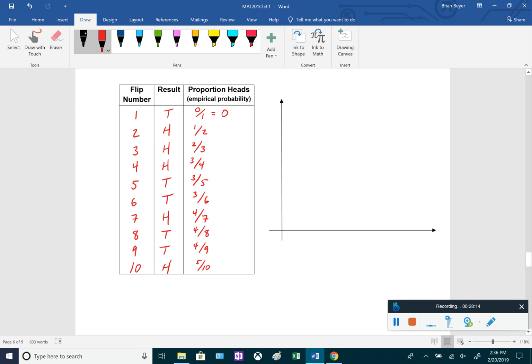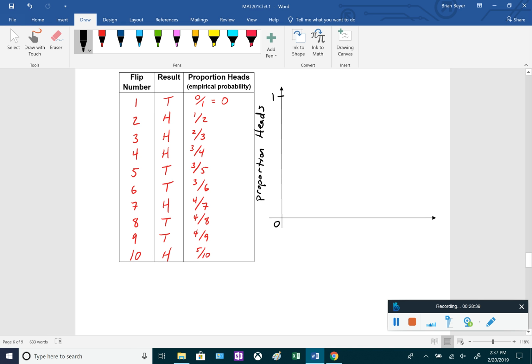So the vertical axis is going to represent the proportion. It's going to be the proportion of heads. So it's a proportion, it's a ratio, so it has to be between 0 and 1. And the horizontal axis here is going to be the flip number. So it's going to be how many times we flipped it, which I flipped it 10 times.